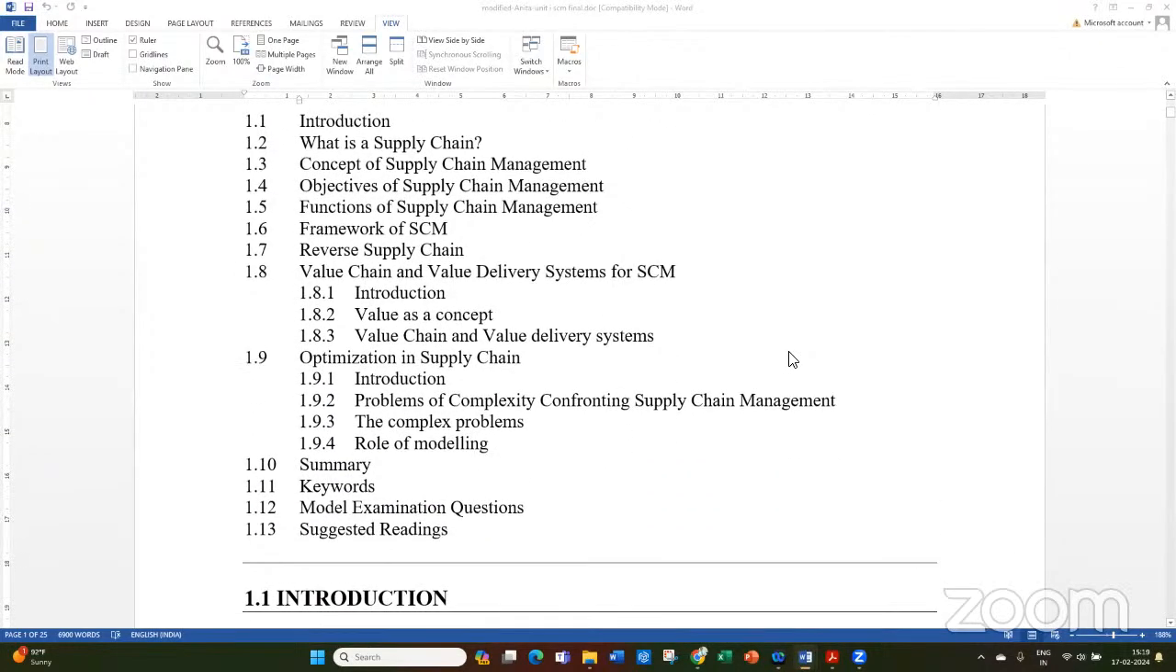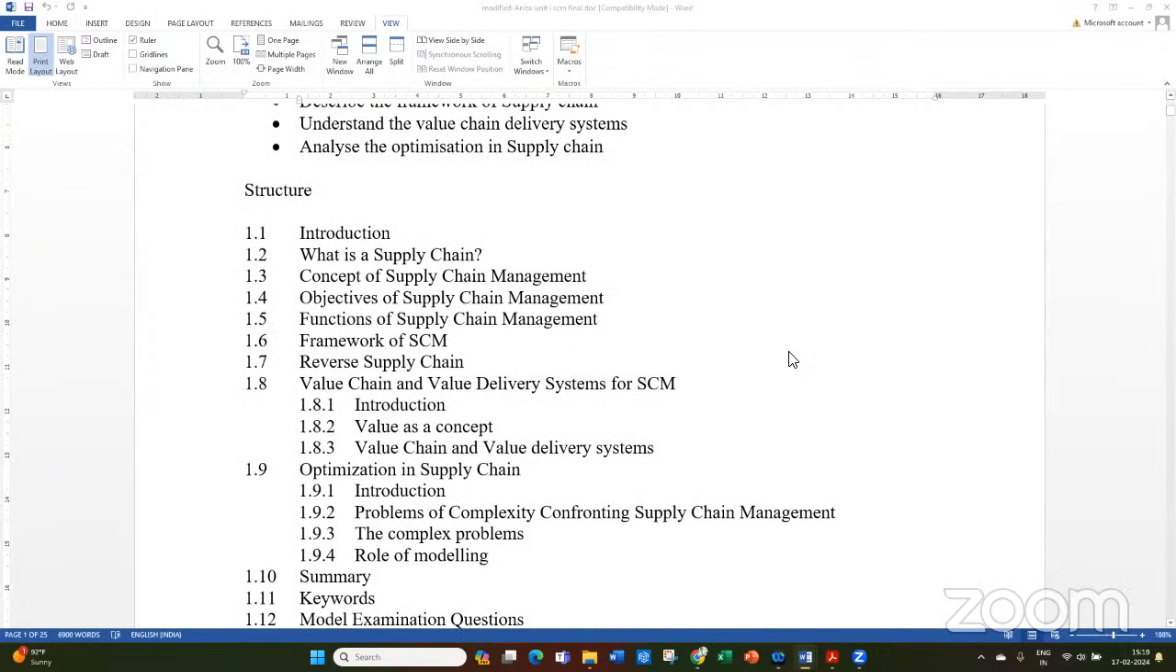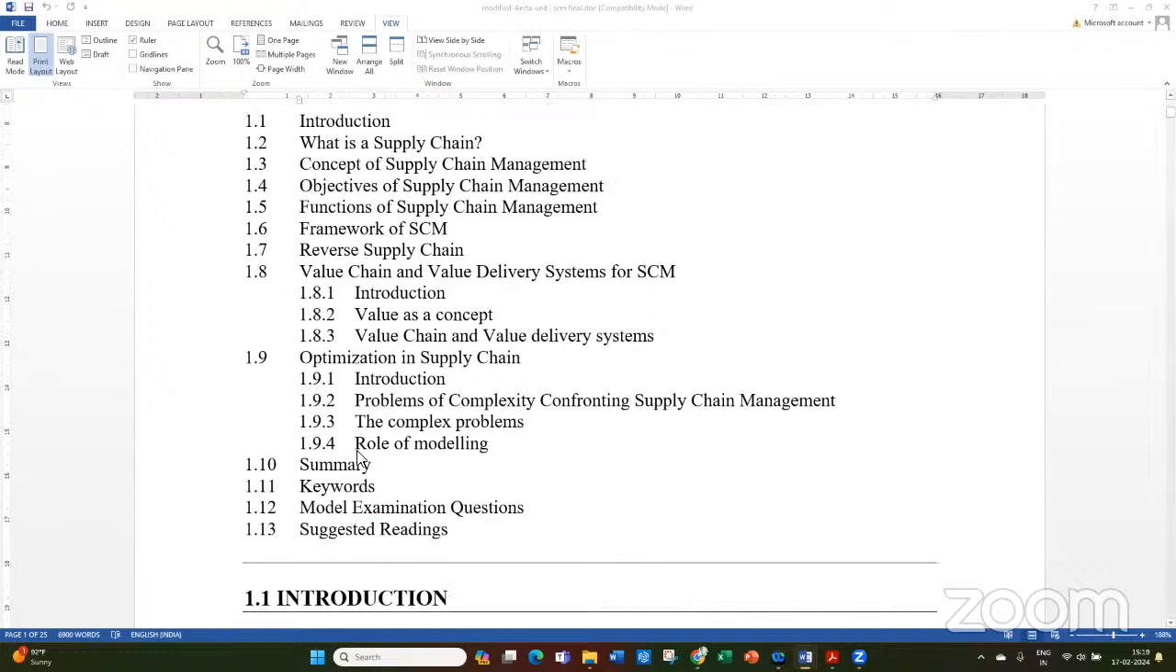So in this unit, you are going to see what is supply chain, the concept of supply chain, objectives of supply chain, functions of supply chain, and framework of supply chain. Also reverse supply chain, value chain, optimization.